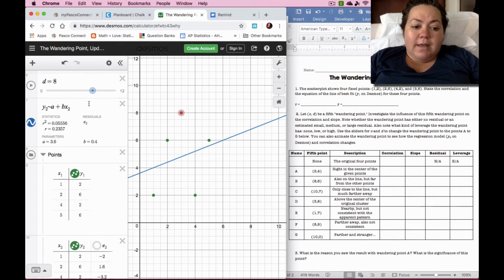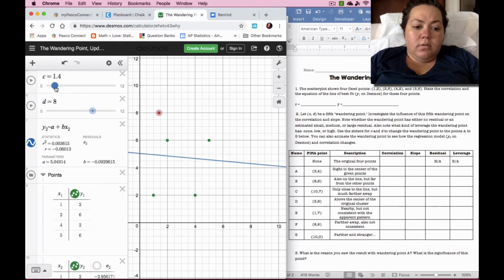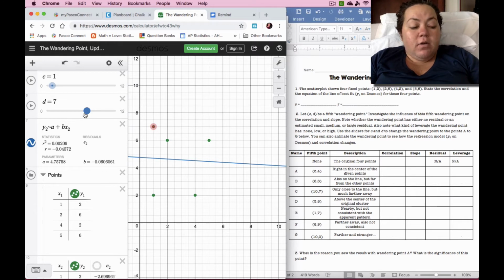All right, then (1, 7). Nearby, but not consistent with the apparent pattern. So now it's changing the slope a lot. Okay, it's making the slope change from positive to negative, which is a big change. It also changed the correlation. So the correlation is now negative 0.04. So it's weaker, and it's changed from a positive correlation to a negative correlation.